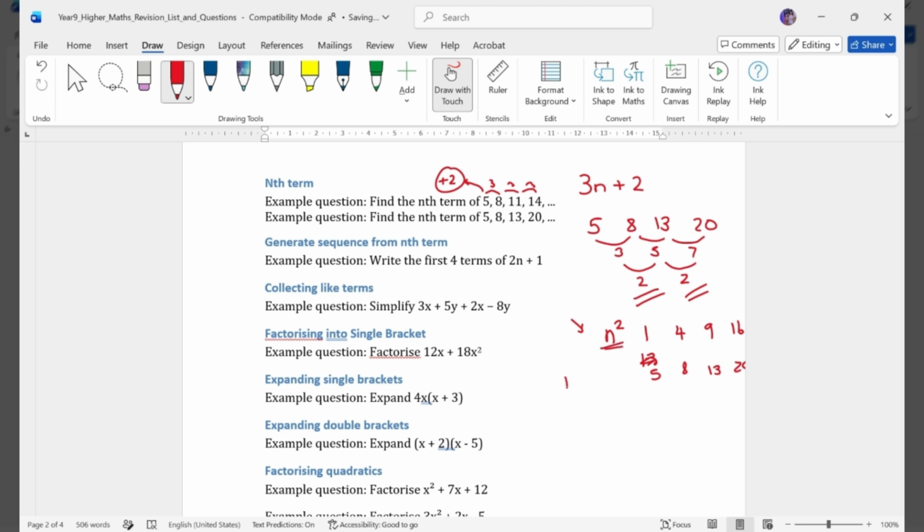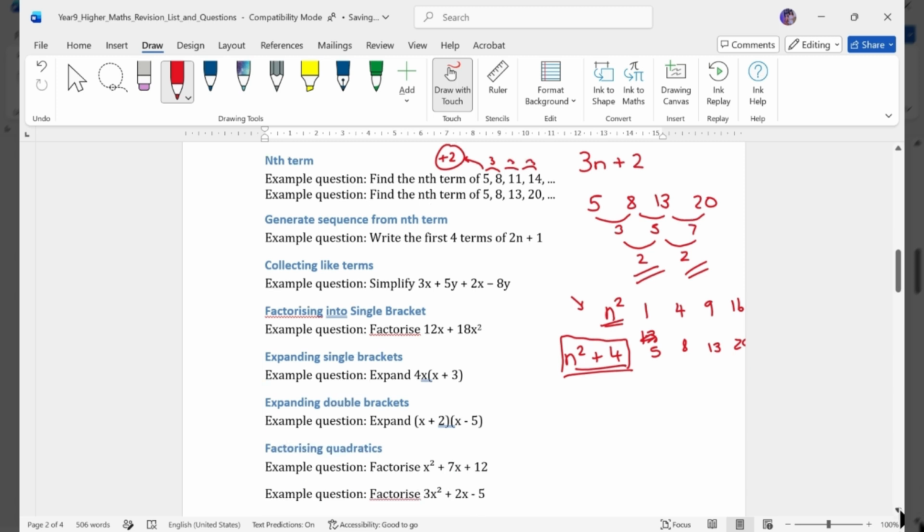So my sequence is n squared plus 4. That is my answer. Okay, that's tricky. That's the first real A-star topic we've got in there. Okay, we're going to keep working down the page.